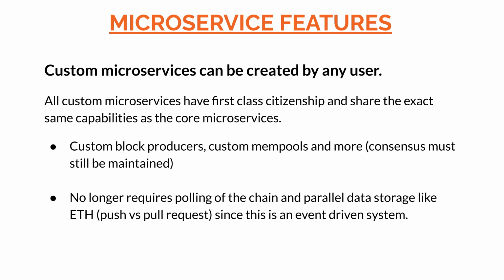Another important thing is that because of the AMQP messaging service, you no longer need to poll the blockchain and provide parallel data storages like Ethereum, which is basically how a push and pull request works. And this is because Koinos is an event-driven system.